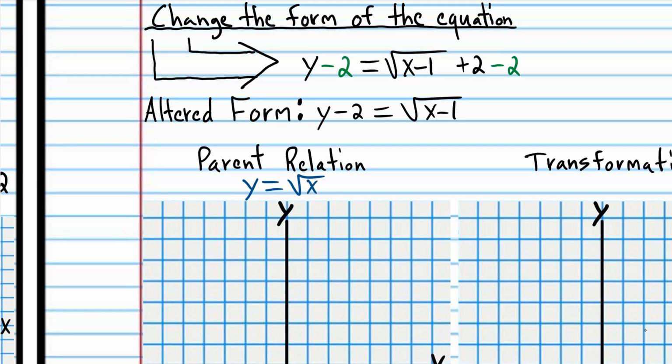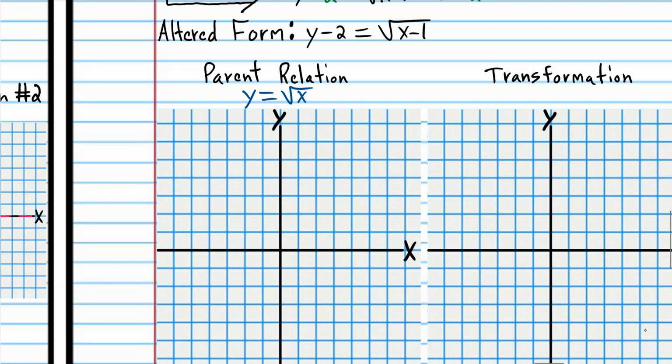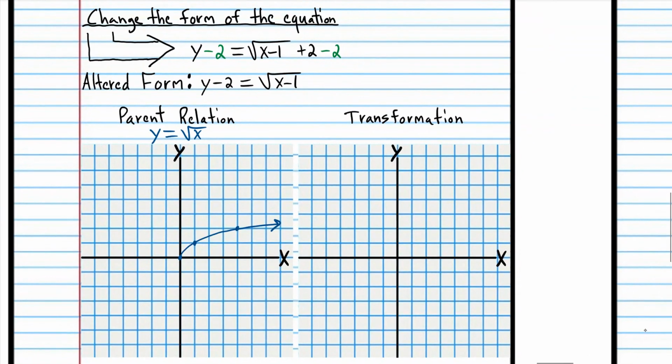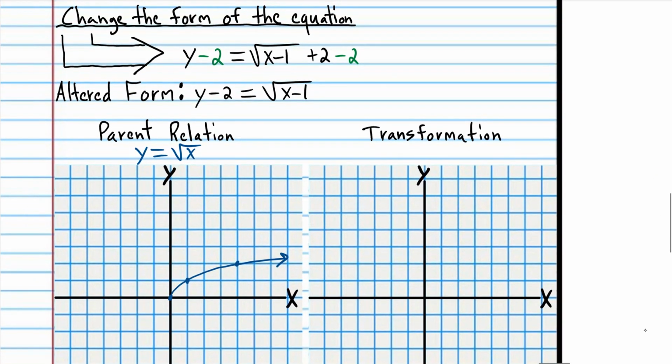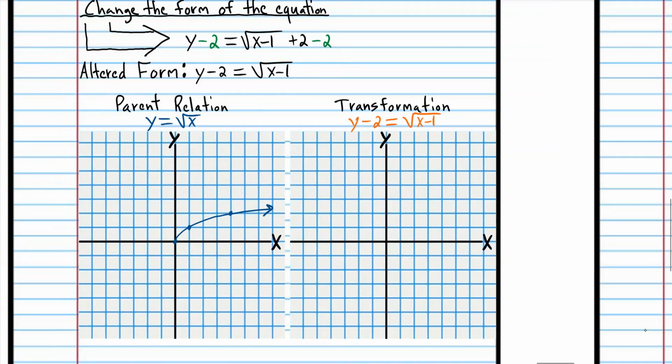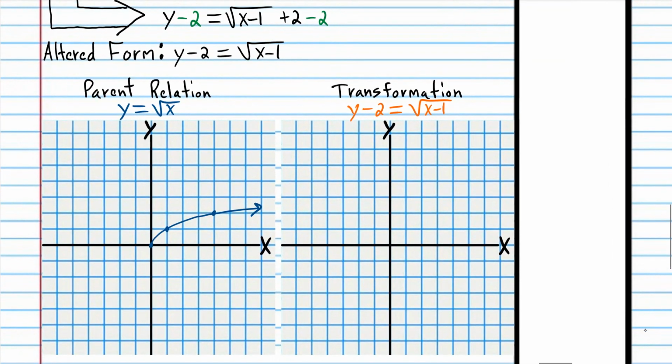So let's write the parent equation first. Obviously it's the square root relation. We have the reference points (0, 0), (1, 1), and (4, 2). Connect the dots. Those are all on your library of relations. And let's write the equation first. We're moving the parent graph 1 unit to the right and 2 units up.